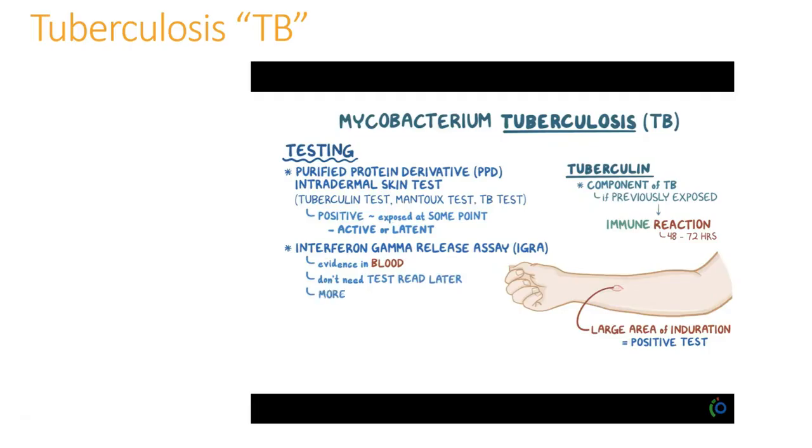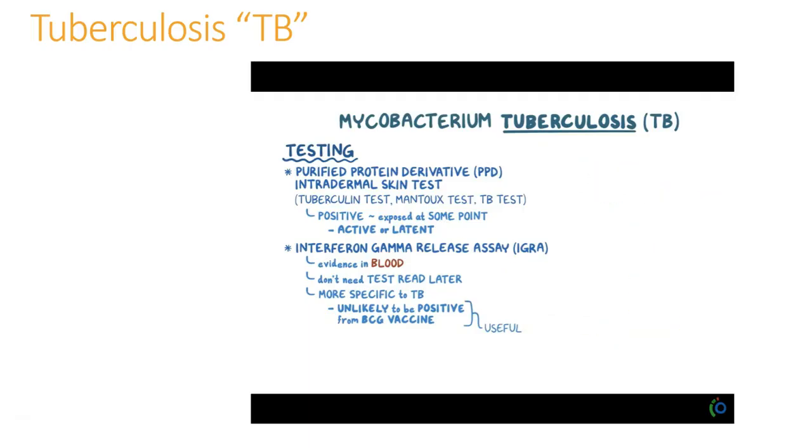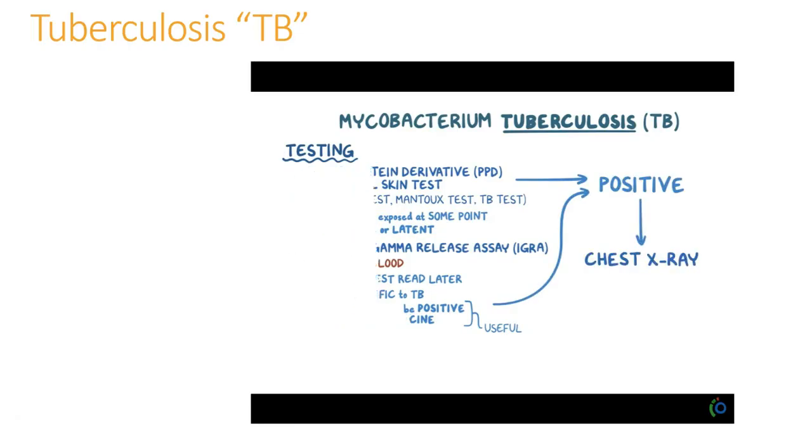Also, the IGRA is more specific to TB rather than other types of mycobacterial infections, and is unlikely to be positive as a result of having BCG vaccine in the past, a vaccine that protects against TB. And this is a pretty useful feature of IGRAs, since BCG vaccine is given to many children around the world to prevent disseminated TB. After doing a screen test with PPD or IGRA, anyone with a positive result typically gets a chest X-ray to look for signs of active TB disease.